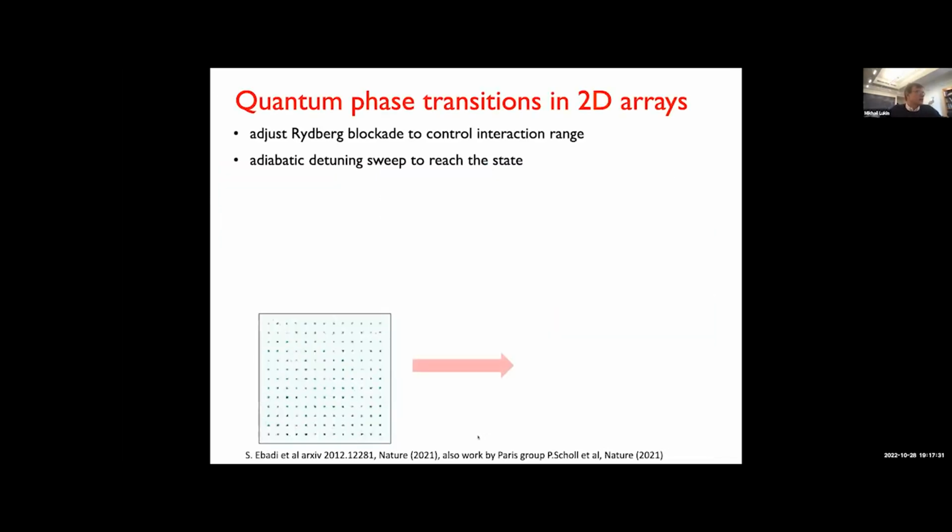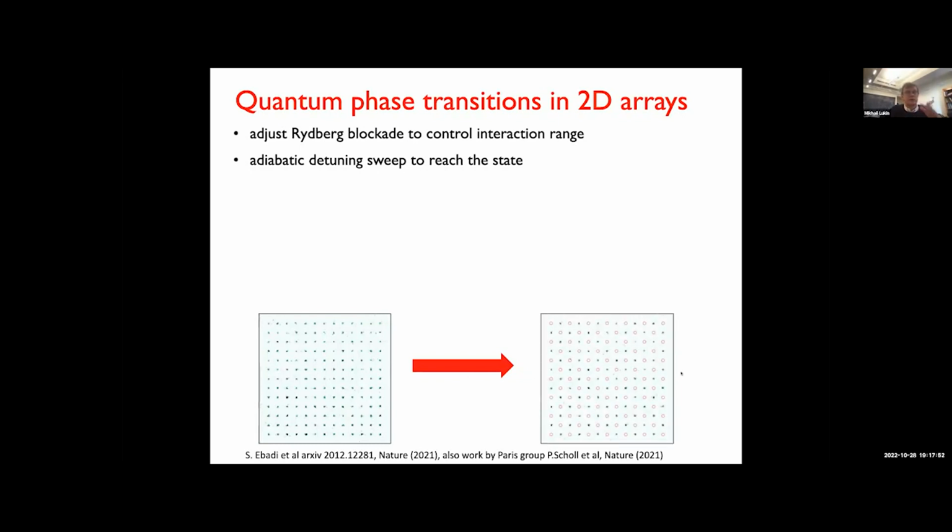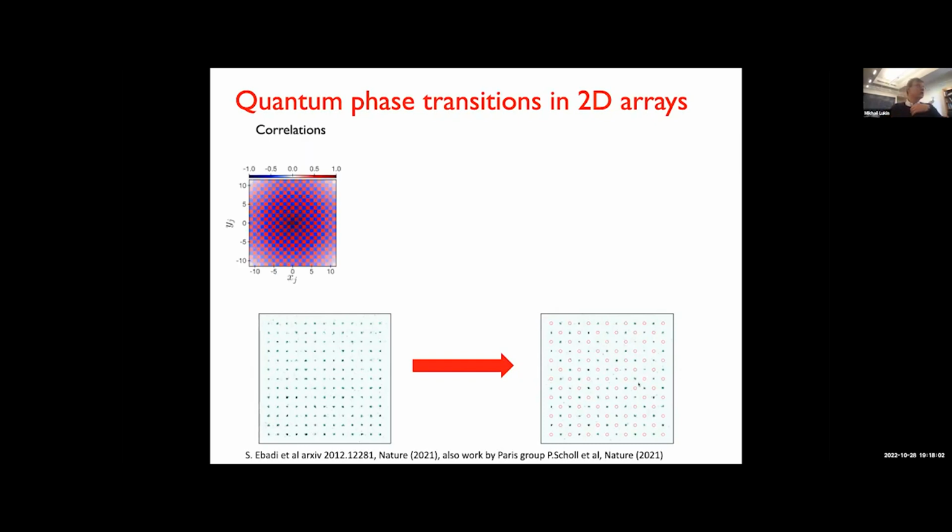What one can do with that is, for example, immediately extend these things which I told you about in 1D to 2 dimensions. So we can explore quantum phase transitions in 2-dimensional arrays. The way you do it, you just adjust the blockade radius to control interaction range and then do an adiabatic sweep. Starting from atoms in the ground state, if you go across a phase transition, here is a picture of a perfect antiferromagnetic pattern across the entire array. This is not what you see in every shot of the experiment. In general, you see some kind of defect. So you need to evaluate some statistical quantities, like, for example, correlation functions.